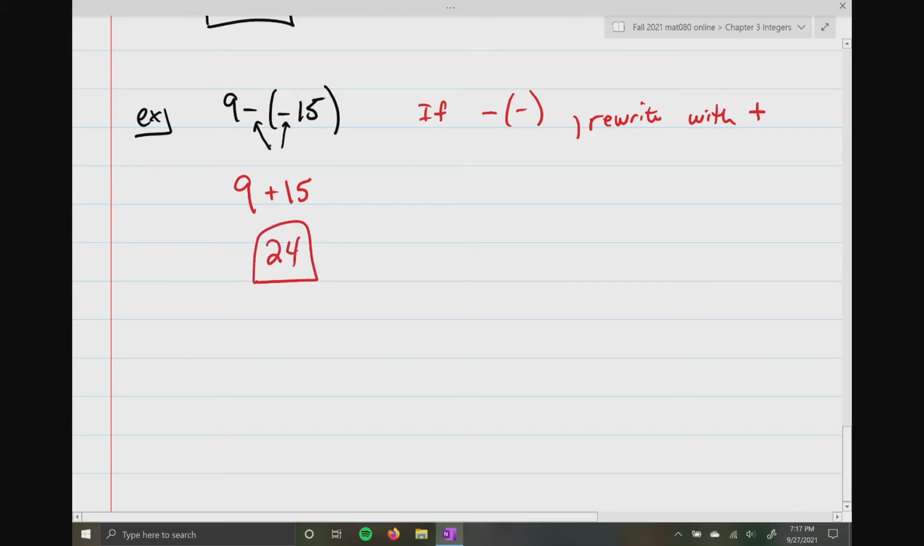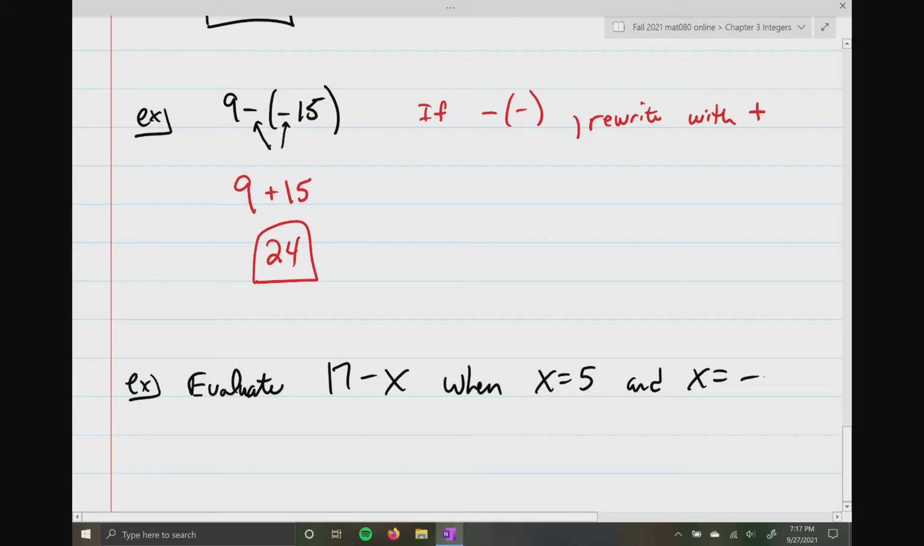Okay? So that's the only thing you really got to be concerned with there, is when you have that double negative back to back. And if that's the case, you just got to deal with it. Let's try this one. Let's evaluate 17 minus x when x equals, let's say, 5 and x equals negative 15.